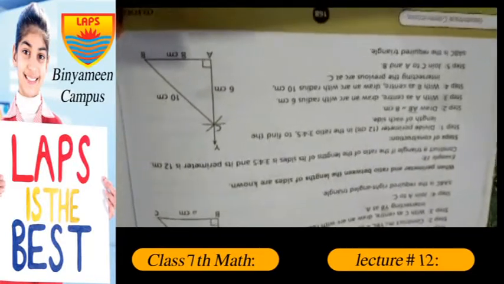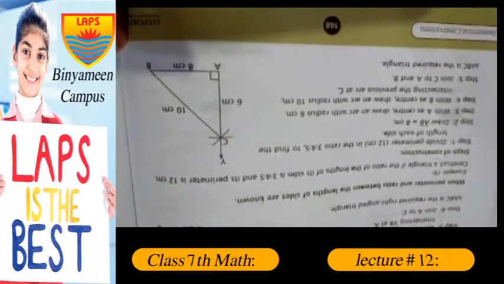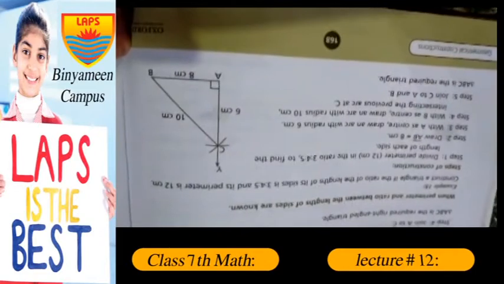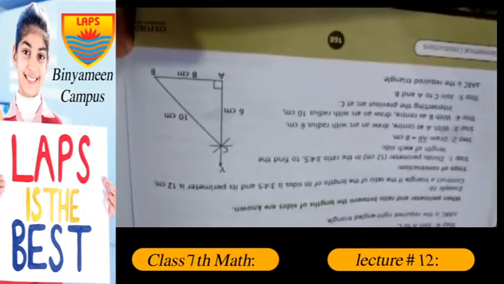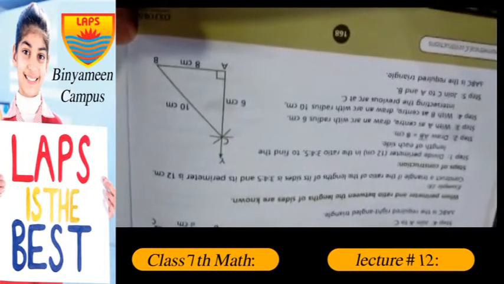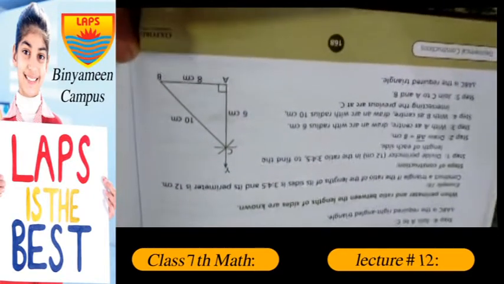Okay. When the perimeter and the ratio between the lengths of the sides are known, construct the triangle with the ratio of the sides 3, 4 and 5, and the perimeter is 12 centimeters. Steps of construction.